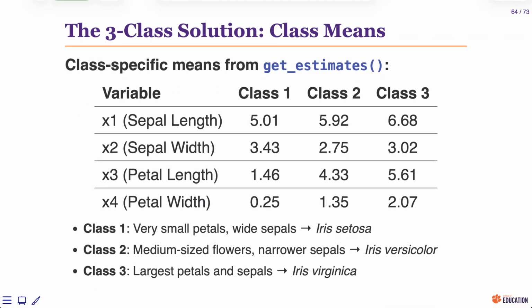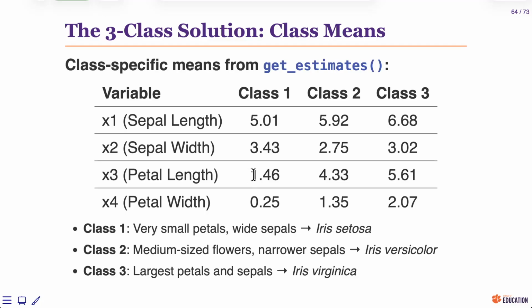So here is where we look at the means for each variable, again, trying to determine what it means to be in each class. You'll see in class 1, the sepal length was about 5 centimeters, whereas the width was 3. Compare that to class 2, which is about 6 centimeters and a little less than 3, and then class 3 had about 7 centimeters and about 3 for the width.